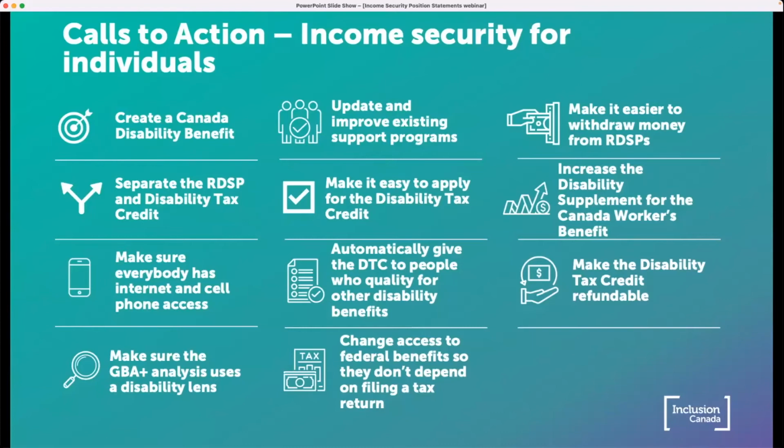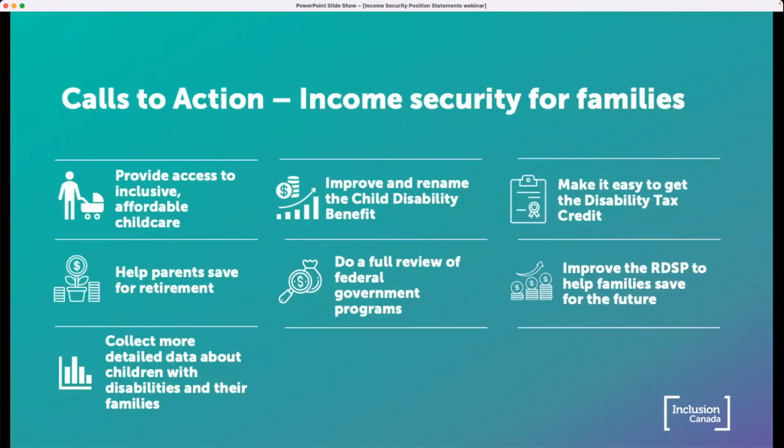We also went through and created some income security calls to action for families. Many of these are tied to the income security for people who have a disability. So acknowledging that if we can make things better once you hit the age of 18 and we can get a Canada Disability Benefit in place, that will benefit families as well. But we wanted to look at specifically families with children under the age of 18 that wouldn't be impacted by some of those other calls to action.